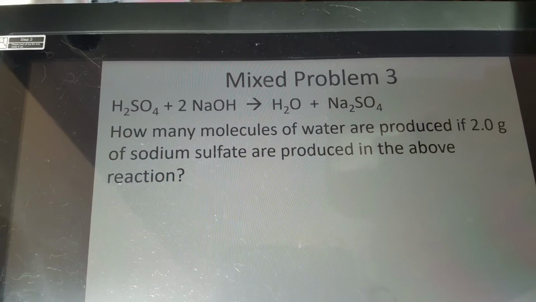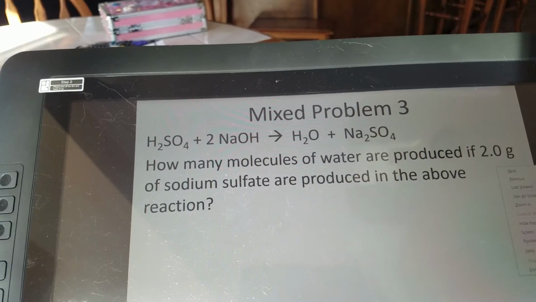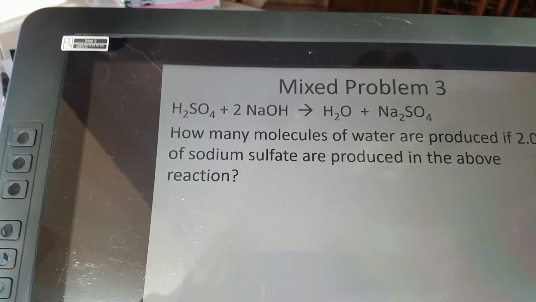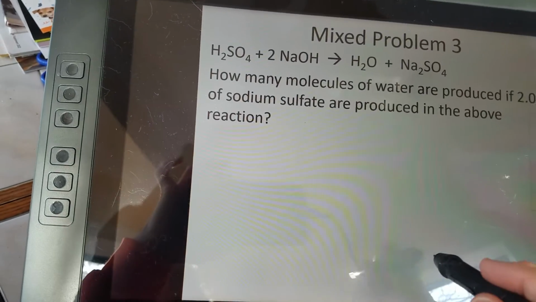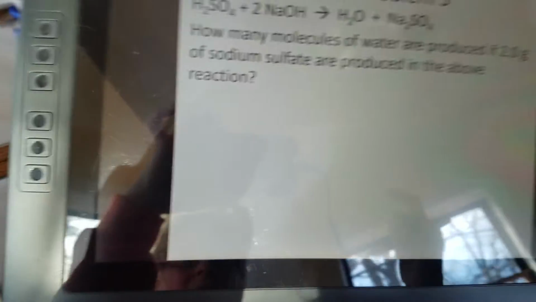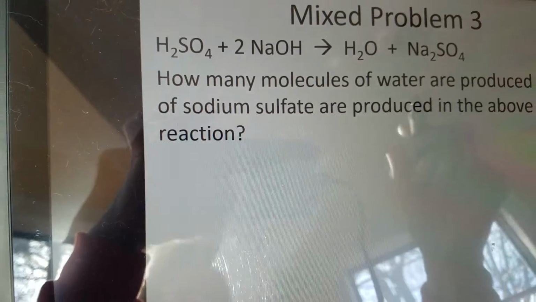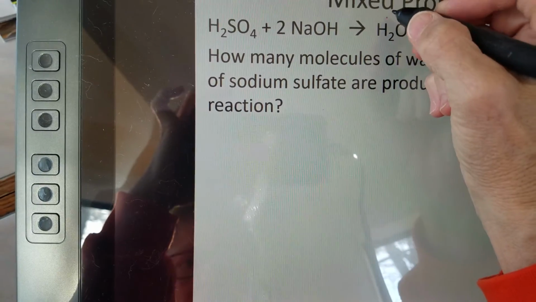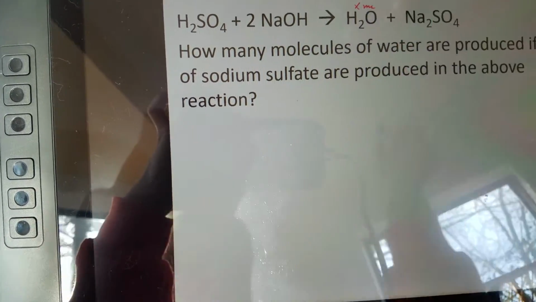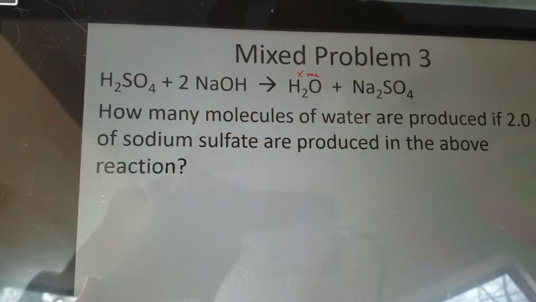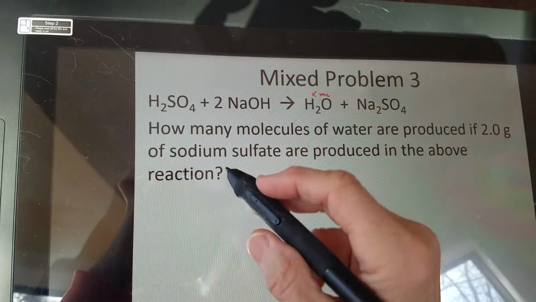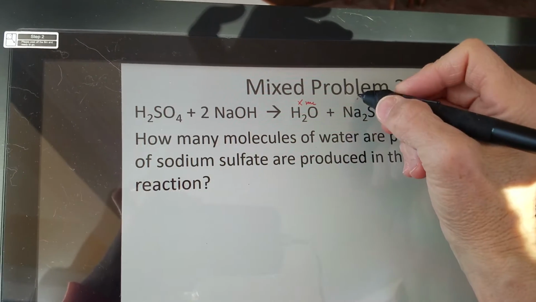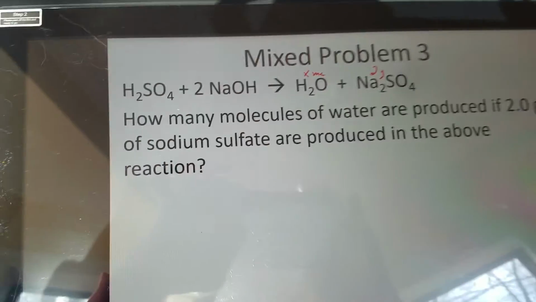Now this one's a little different because it's asking us for molecules instead of liters. We already have our balanced equation, so it says how many molecules of water, so I'm looking for X molecules of water, I'm going to use MC for molecules, are produced if you have 2 grams of sodium sulfate produced, so 2 grams of sodium sulfate. So I'm going to start off with the 2 grams of sodium sulfate.